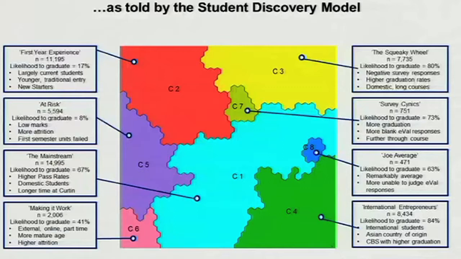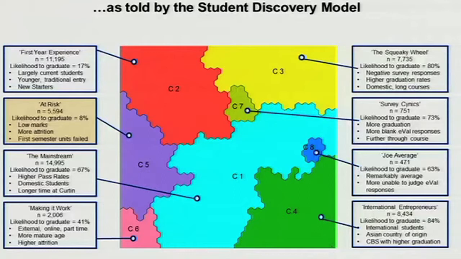This allowed us to highlight particular areas. For example, we could begin to pick out an area where students were more likely to be at risk. We found that if a student failed their first two assignments, they were in a really high-risk group. That high-risk group numbered about 5,594 students in total, and only 8% of those students were likely to graduate. So obviously the attrition rate there was very high.